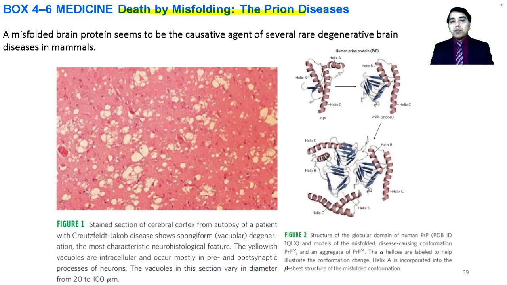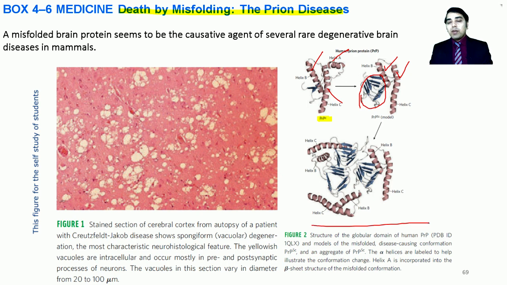Deaths by misfolding: the prion disease. We see here the molecular mechanism of the prion disease. This is the 3D structure of the prion protein that contains 3 alpha helices and 1 or 2 beta sheets. When this protein is misfolded, it contains only 2 alpha helices and multiple beta sheets, we can see. These multiple beta sheets come into the amyloid form and are aggregated. This makes the molecular reasoning of the prion disease.